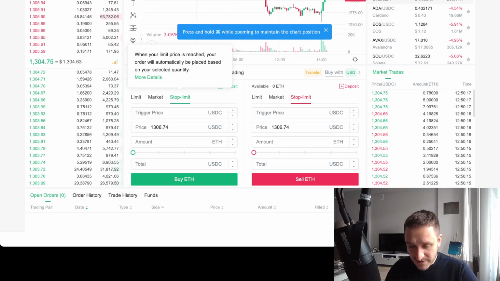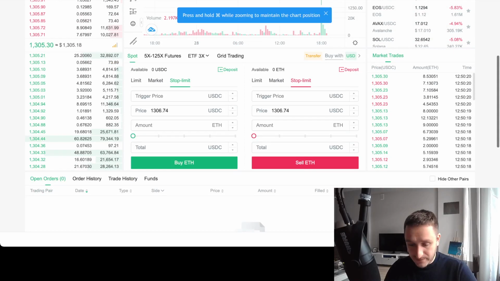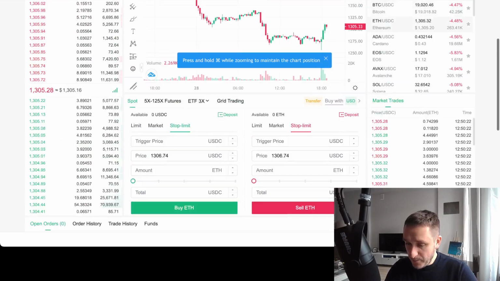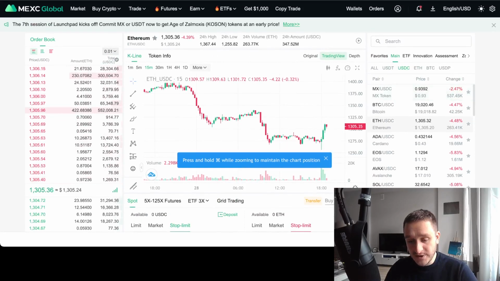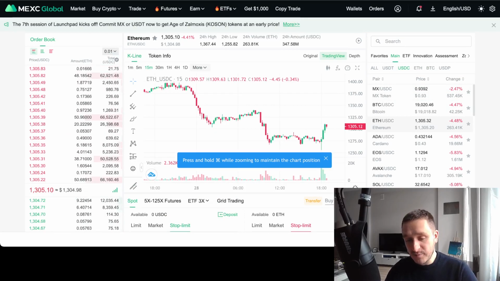Pretty much similar to limit orders. And yeah, this is the basics of trading. So this is for the spot trading. So again, you own the coins. However, you can play on futures.